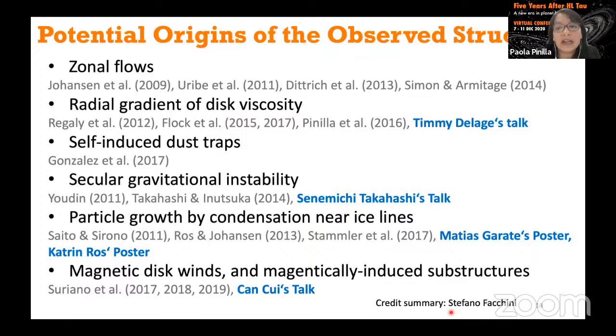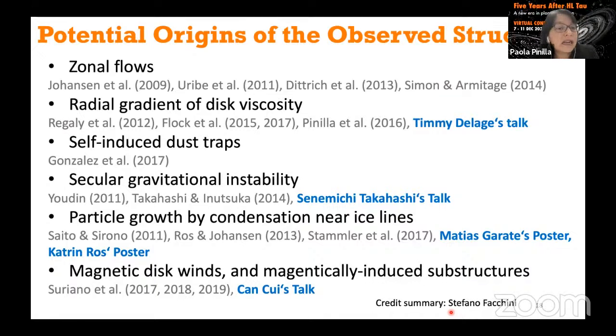And we can have zonal flows, and this is a relatively old idea from 2009 from Johansen. And it's the ones that I showed you before in the dust evolution models that I used in 2012. We can also have gradients of the disk viscosity. And there is a talk here by Timmy Delage, who has developed non-ideal MHD code to see how the disk ionization can change the morphology of the disk.